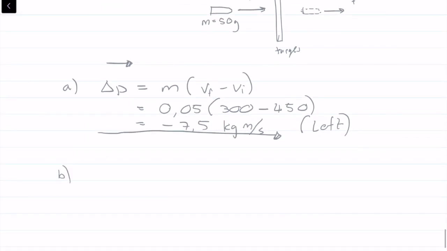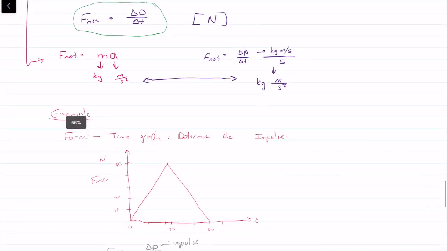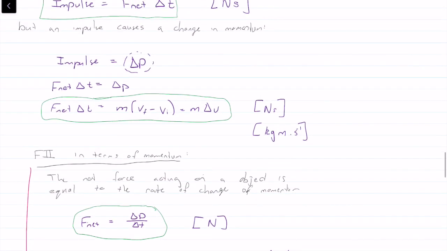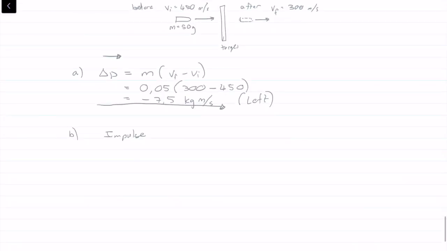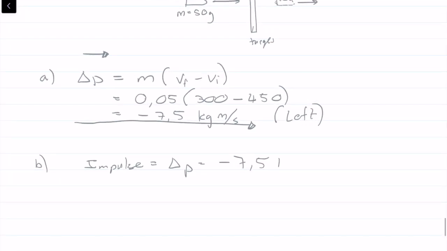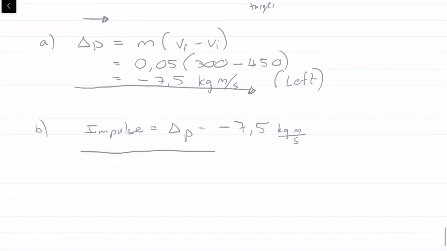Okay, then our impulse. Remember, we defined impulse already as the change in momentum. So impulse is actually equal to delta P, which is equal to minus 7.5 kilograms meters per second. Okay, so quite easy there.